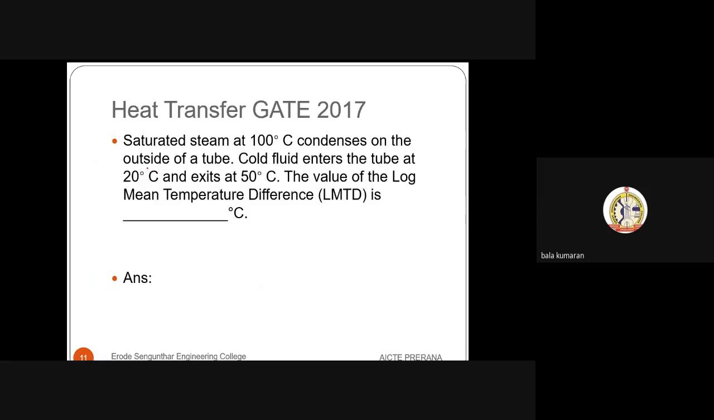So you know the question; let me read it again quickly. Saturated steam at 100 degrees Celsius is condensed on the outside of this tube. Cold fluid enters the tube at 20 degrees Celsius and exits at 50 degrees Celsius. The value of the LMTD is dash degrees Celsius. This is a 1 mark question, which is not multiple choice. You should calculate with the formula and find the answer.